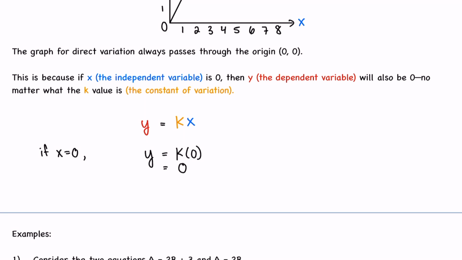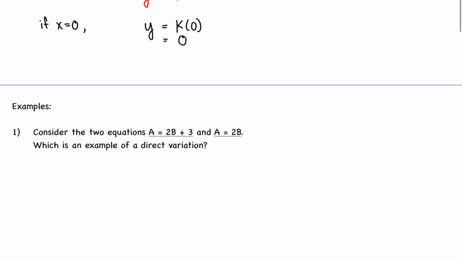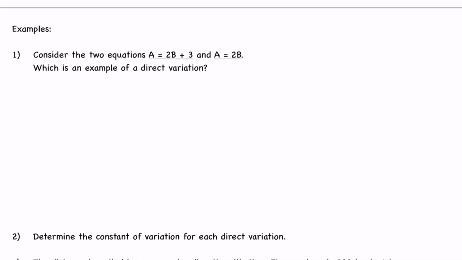Now let's go over some examples. Consider the two equations a equals 2b plus 3 and a equals 2b, which is an example of a direct variation. So first remember, direct variation follows the general equation y equals kx, where y and x are variables and k is some sort of constant.